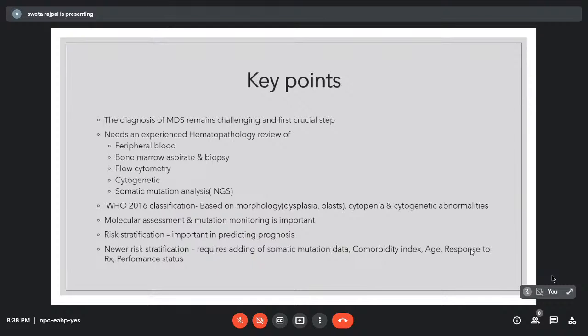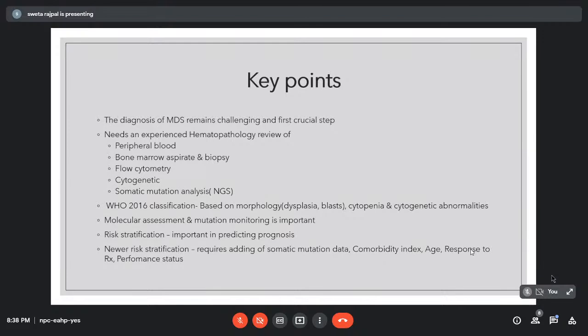So to conclude my talk, diagnosis of MDS still remains challenging, and it's one of the first, very crucial steps in management of MDS. It needs an experienced hematopathology review of peripheral blood sample, bone marrow aspirate and biopsy, and we will discuss the importance of flow cytometry in the next session. We know that cytogenetic and mutation data is very much essential. The WHO 2016 classification has been done based on morphology, cytopenia and cytogenetic abnormalities, and molecular assessment is very important. Even for monitoring, mutation is also very important, and this stratification is important in predicting the prognosis.